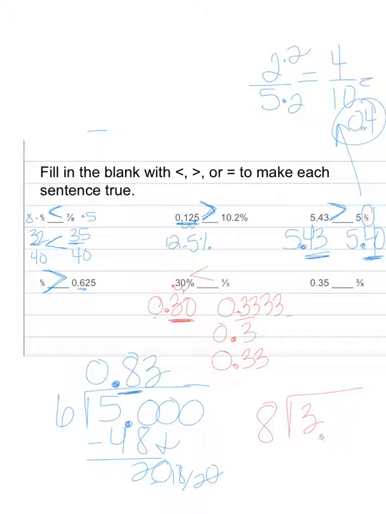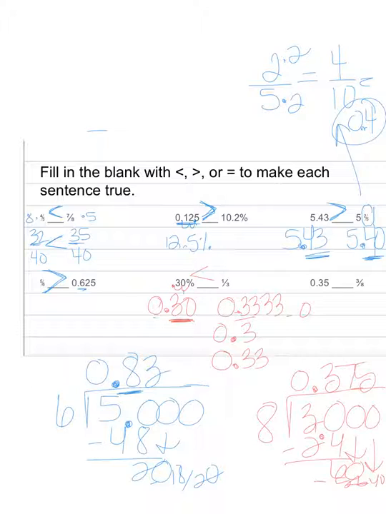3/8, remember, is 3 divided by 8. Add my decimal and some zeros. 8 goes into 30 3 times. 3 times 8 is 24. 30 minus 24 is 6. Bring down the 0. 8 goes into 60 7 times. 7 times 8 is 56, which leaves 4. Bring down the 0.